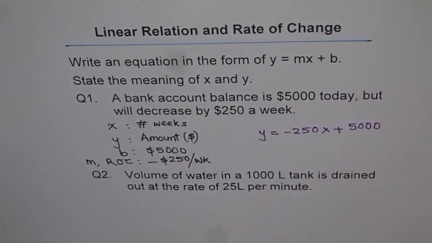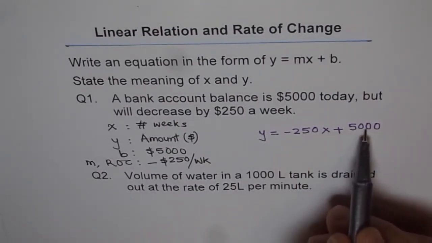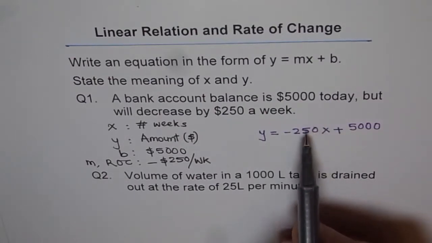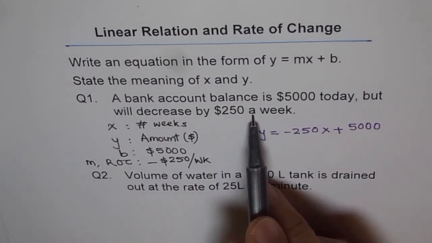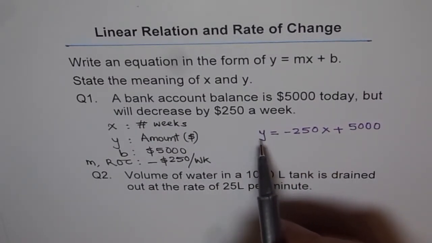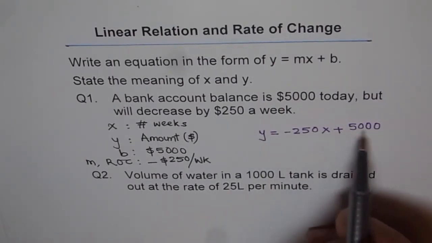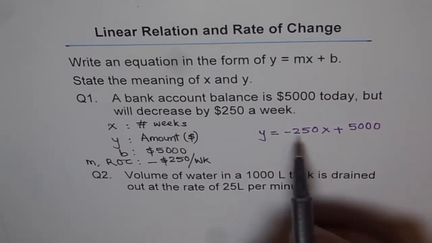Correct? In the next set of questions, we will write these values in tabular form and then graph it. So if x equals 0, y is 5,000. That is the initial balance. Next week, it is going to go down by $250. If x is 1, then the amount in the bank account will be 5,000 minus 250. After 2 weeks, it will be 5,000 minus 2 times 250. That is how this linear equation represents the given situation.